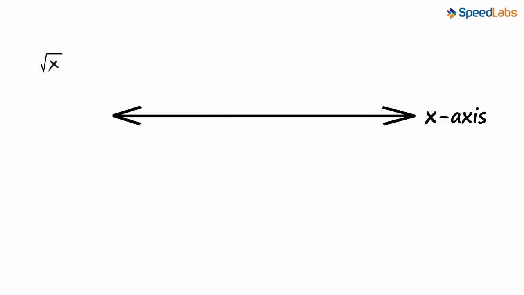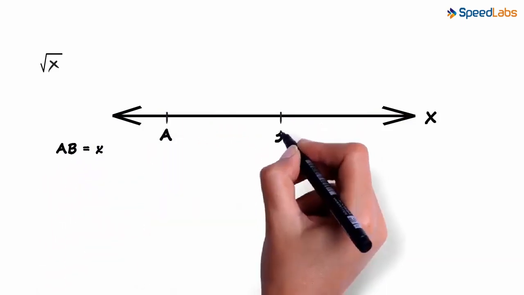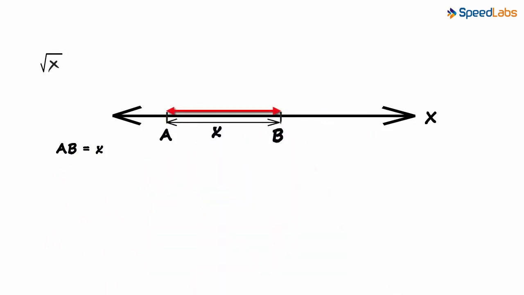Let's not mark the origin yet. We will just try to plot root x somewhere on this line. Before we plot root x, let us just plot x. Let AB be equal to x units. We mark AB on the axis. This distance is x units. This video is very interesting but is slightly lengthy. So please try to focus really well.